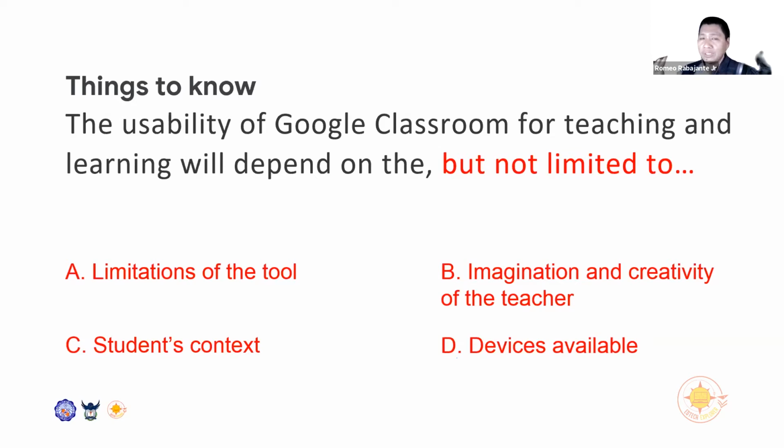When we say student context, it means that not all students will have access to the internet and the devices. And the learning environment of the student may not be conducive for learning. In fact, their current situation can even allow them to experience mental problems.